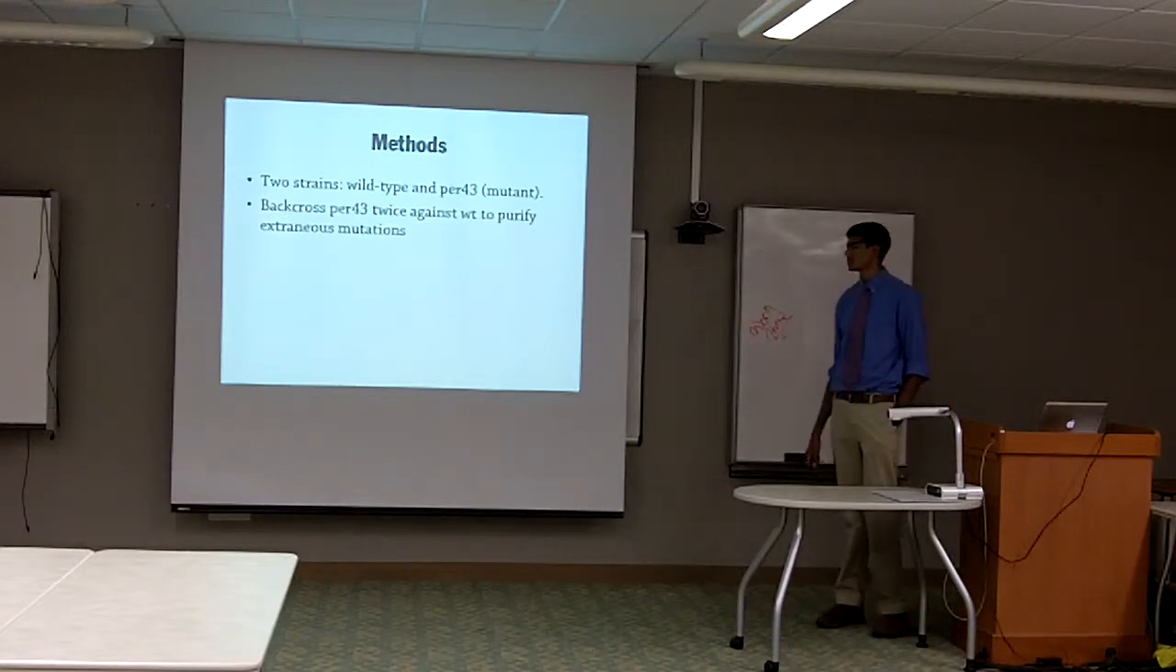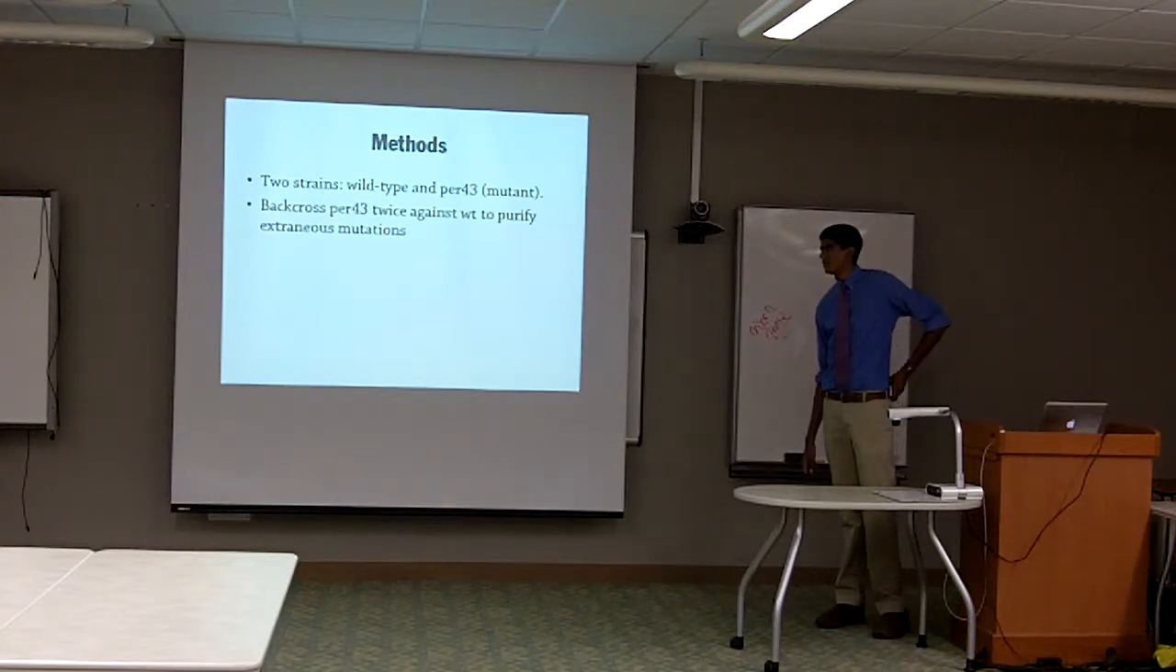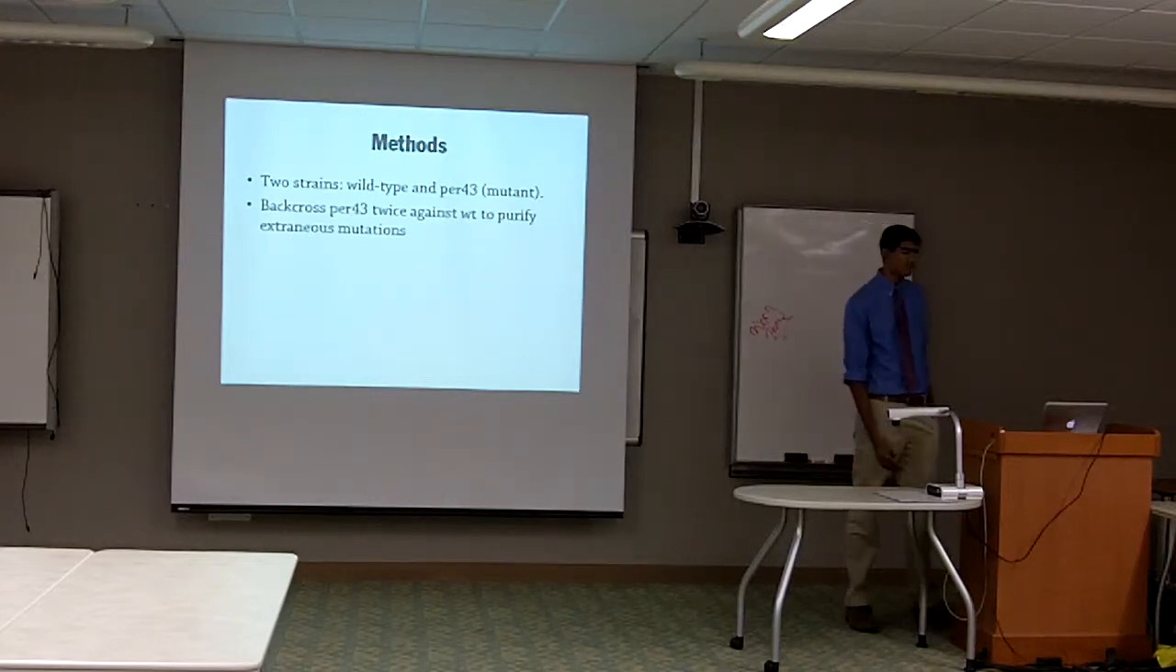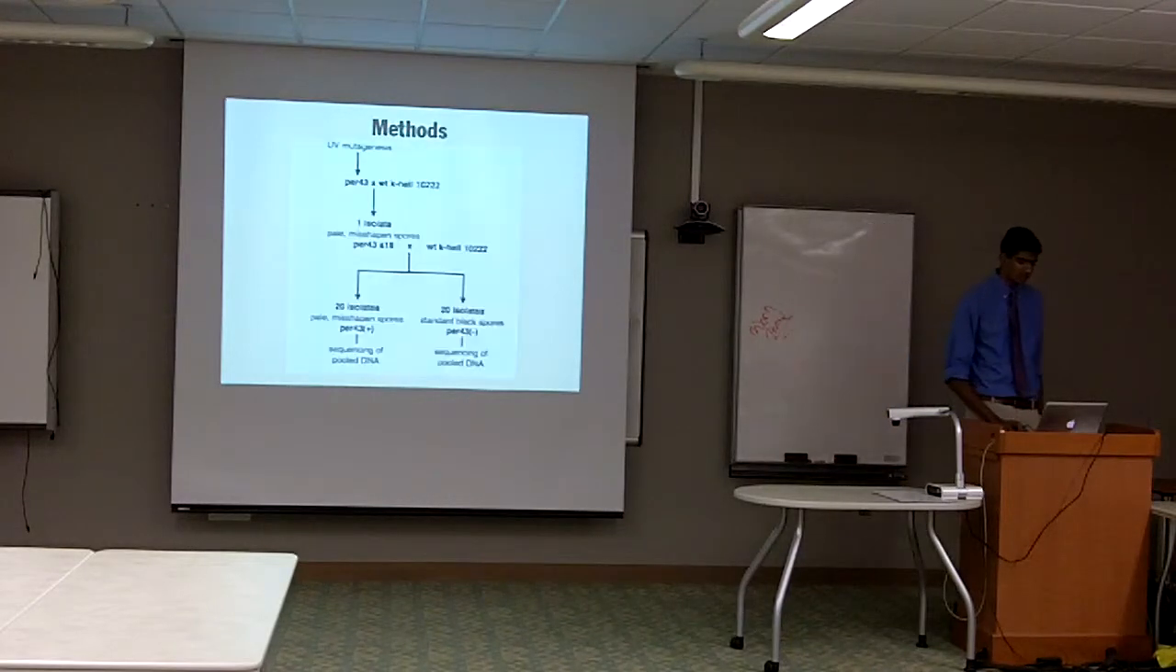I have two strains, which I just talked about, the wild type and the PER43 mutant. So what I want to do is backcross PER43 twice against the wild type, which should help to purify away extraneous mutations that I'm not interested in, so I can focus on the one mutation that's causing its sporulation capabilities to be so messed up. And here's exactly what I mean when I talk about those two back crosses.